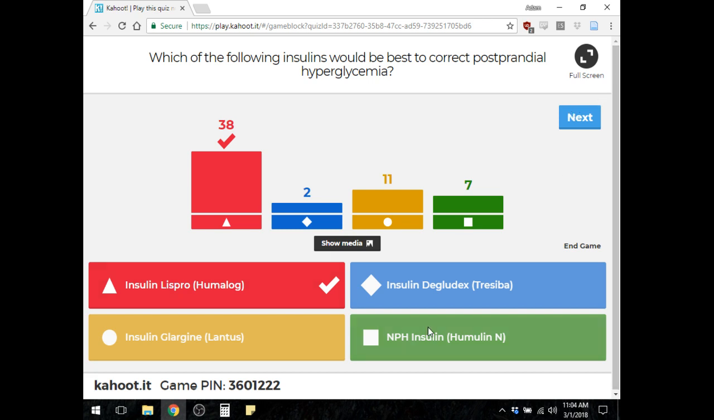How about these other ones? How about insulin degludec? How long does that last for? Long time. It's a once-daily sort of insulin. So again, not good for quick corrections of glucose, right? If you want quick corrections, you need a short-acting, fast-acting medication, right? Insulin glargine, pretty long-acting. And then NPH insulin is going to be intermediate to long-acting. So that's probably a twice-daily sort of insulin. Not going to be good for postprandial glucose correction.